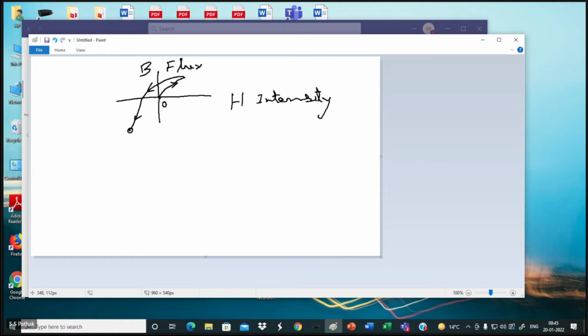Understand? So negative flux remains there and goes slowly. The H intensity will not become 0 at that point. It will be going like this. Of course, when the final current is there, it will come up to this point. So that's what is your return path.